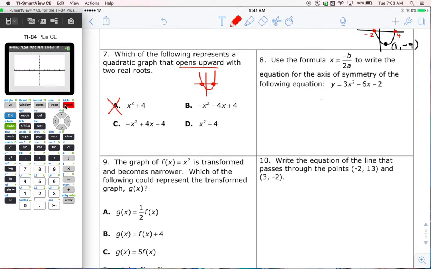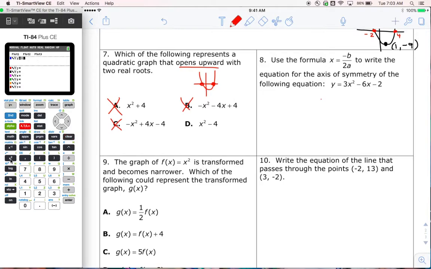Check my graph. Okay, this one's opening downward, so even though it has two real roots, it's opening downward. And you guys, if I have a negative in front of x squared, it's going to open downward, so I'm going to go ahead and cross this one off too. But if you don't remember that on the test, just plug all of them into your calculator. So it's got to be D, but let's double check.